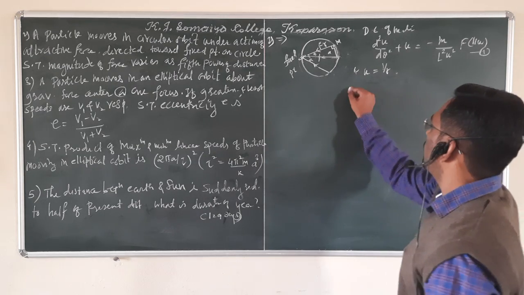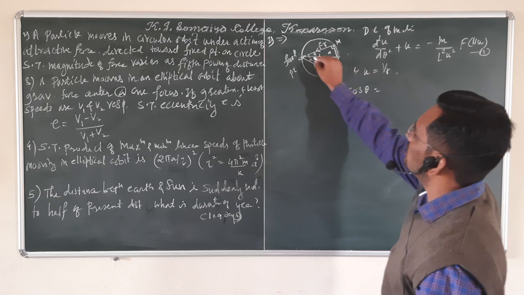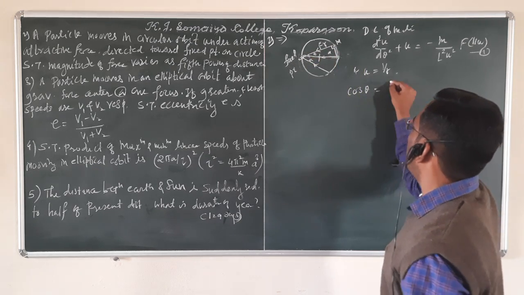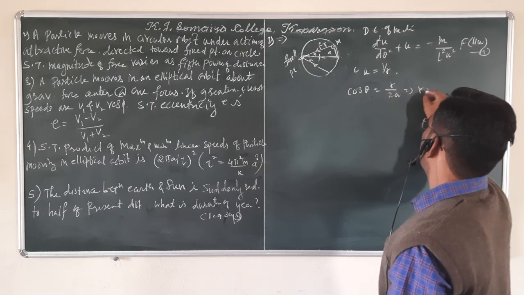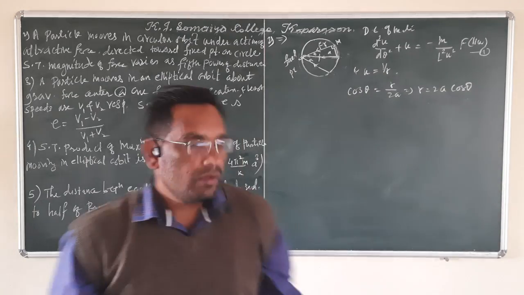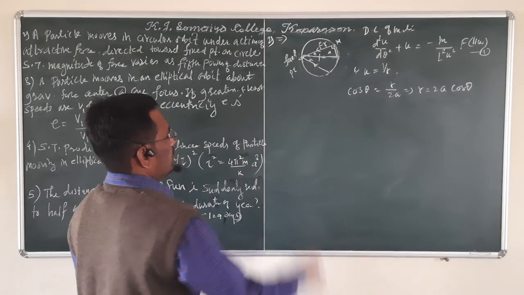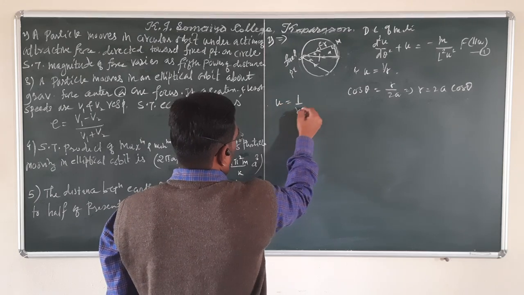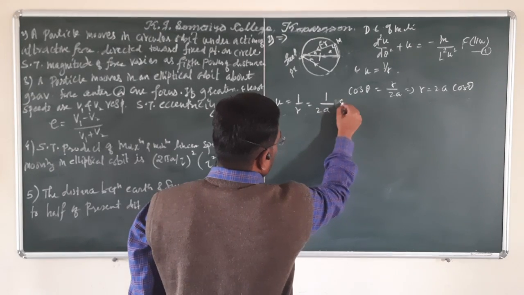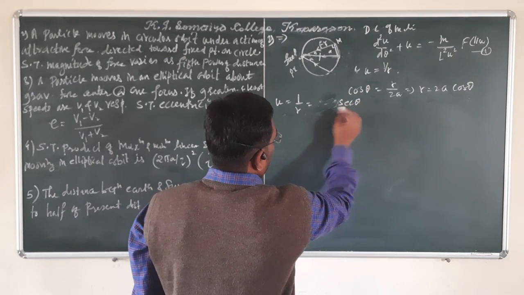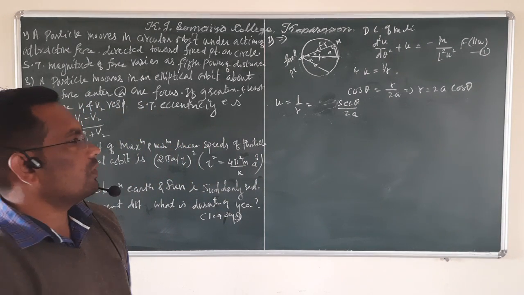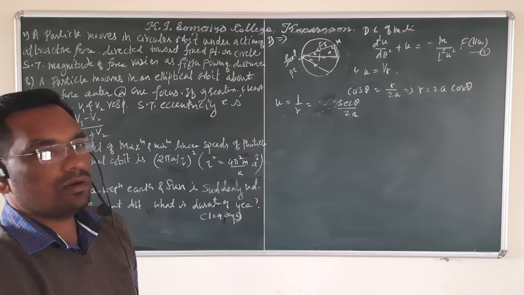So if you take cosine of θ, this is the hypotenuse which is 2a. Okay, so what is cos θ? The adjacent side is r divided by 2a. So r must be 2a cos θ. Okay, now what is u? u is 1 over r. So therefore u, which is 1 over r, is equal to 1 over 2a times 1 upon cos θ, which is sec θ. So u, which is 1 over r, is sec θ divided by 2a.